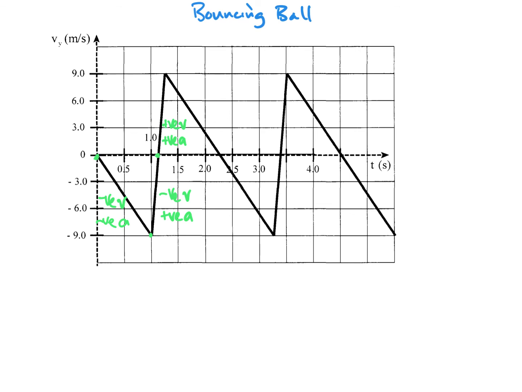Now in this example, it's a perfect collision. It hit the ground at -9, it leaves the ground at +9. In reality, that wouldn't happen, and you'll see these graphs as well, where we slowly see these values decreasing at every bounce.